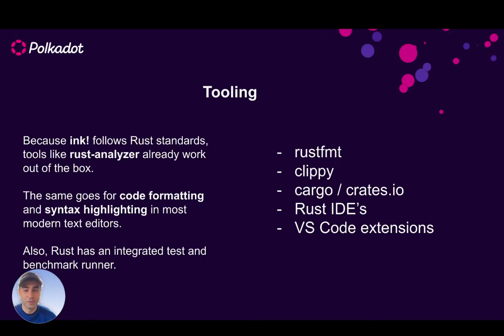So you can use tools like Rustfmt. You can use Clippy. Clippy is a linting tool for Rust. You also have access to Cargo and crates.io. So Cargo, for those of you who are familiar with NPM, right? NPM is a package manager. Cargo is a package manager for Rust.